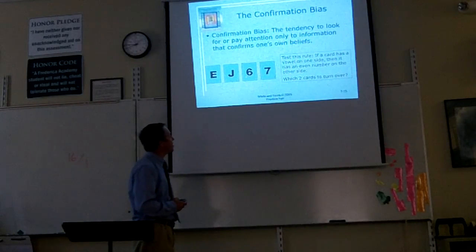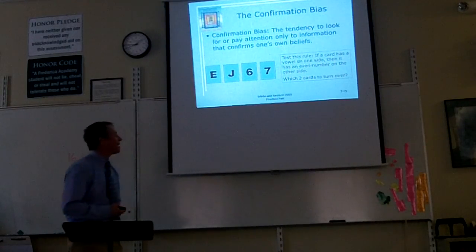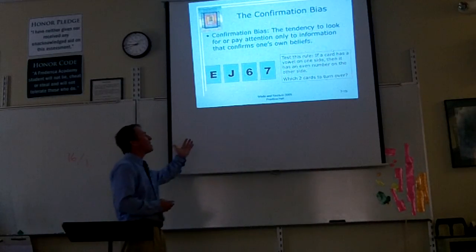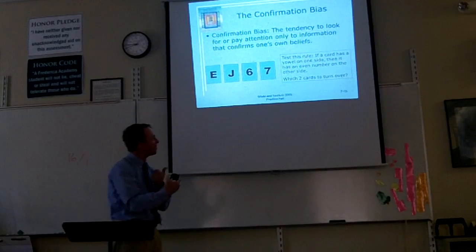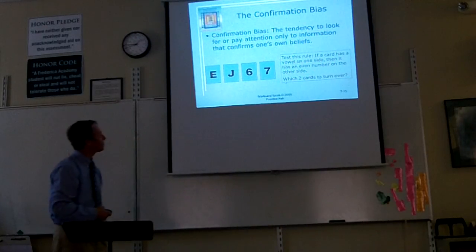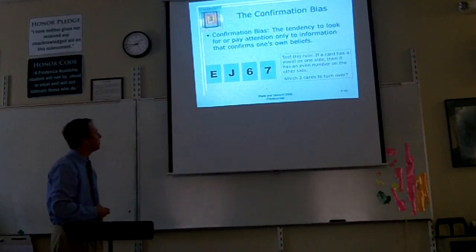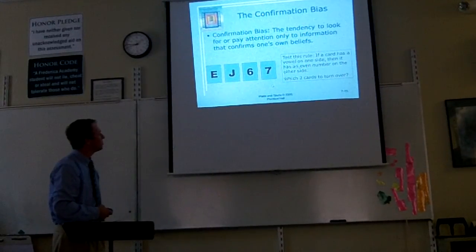Well, let's say you turn this over and it was a consonant, the letter K. Does that tell you anything about the rule? It tells you nothing about the rule, because the rule says if it has a vowel on one side, then it has an even number on the other side. It said one side, not front side. I thought that was the catch. How do you know which side's the front? Exactly. So you have to consider both sides when it says one side.